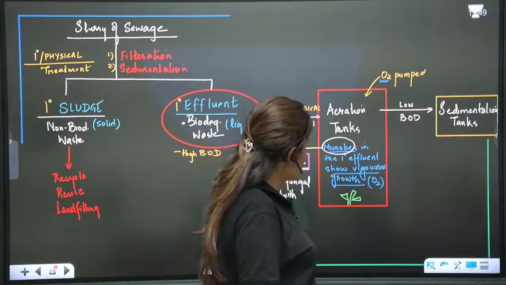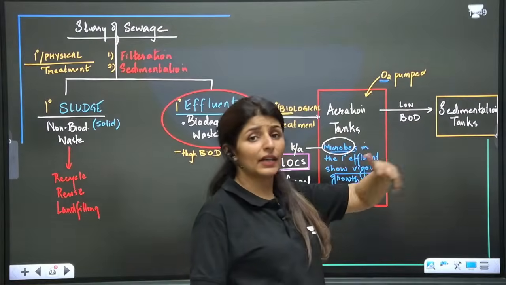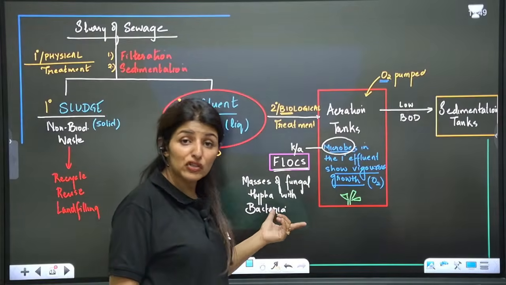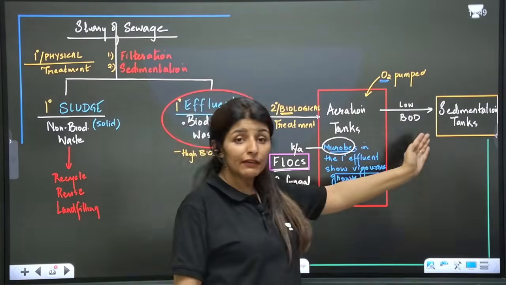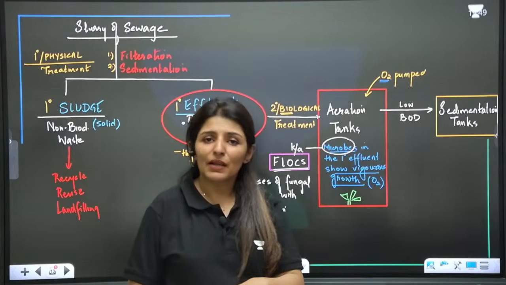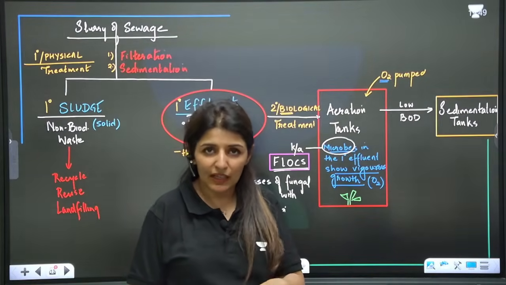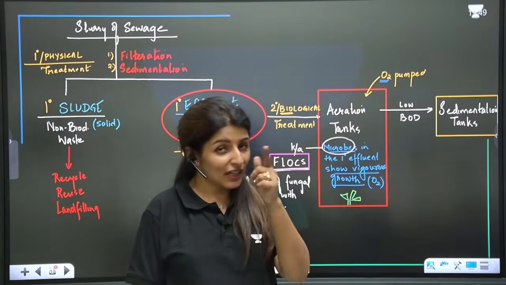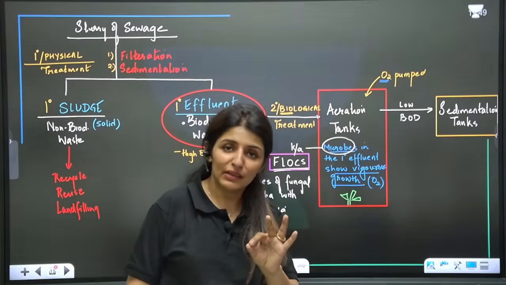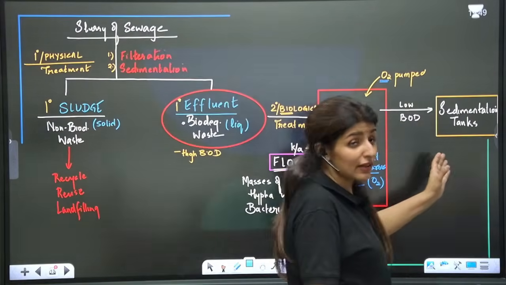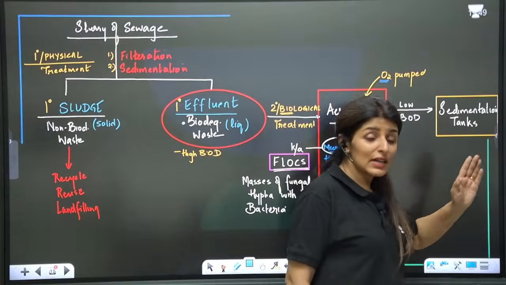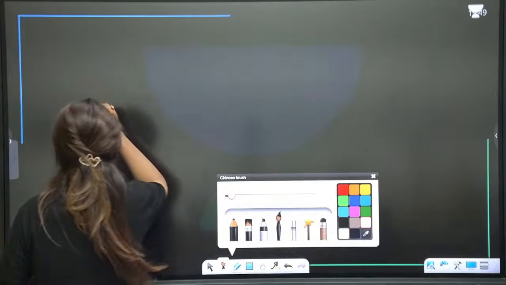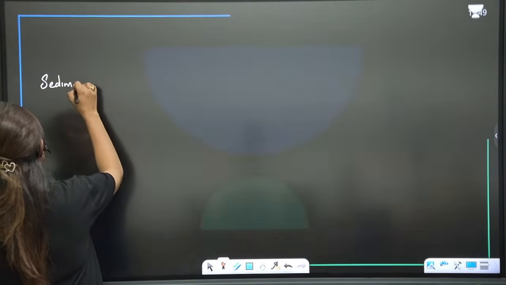But I cannot just release this effluent from the aeration tank directly into the water body. Why? Because during the process I have increased the number of bacteria and fungi to such an extent that if I release this effluent directly into the water body, the organic matter has decreased significantly, but it has a large number of bacteria and fungi. Now those bacteria and fungi can be parasitic and can cause diseases. So before I release it into the water body, I send it to the sedimentation tanks. Is that clear? So what happens in the sedimentation tanks? Let's understand.